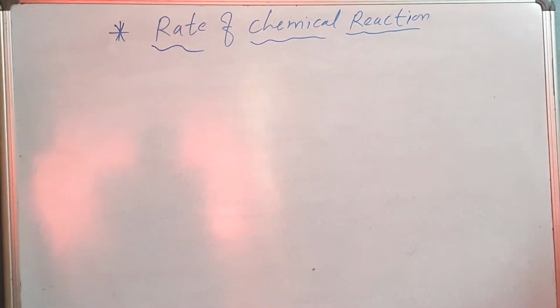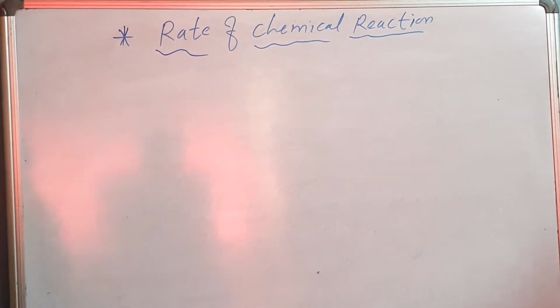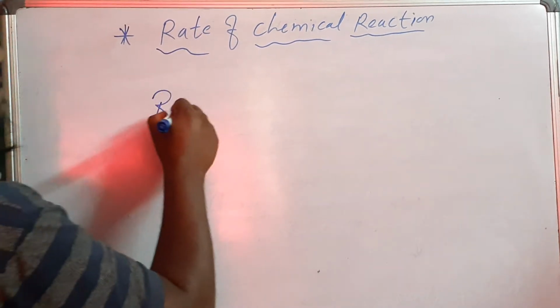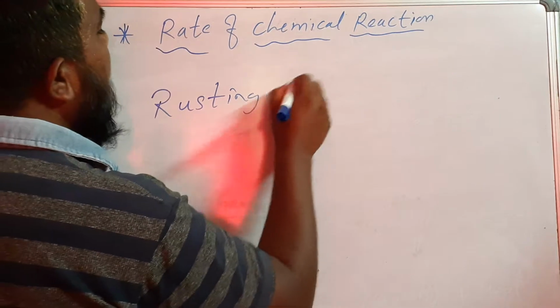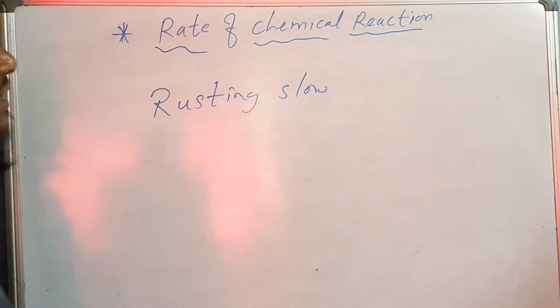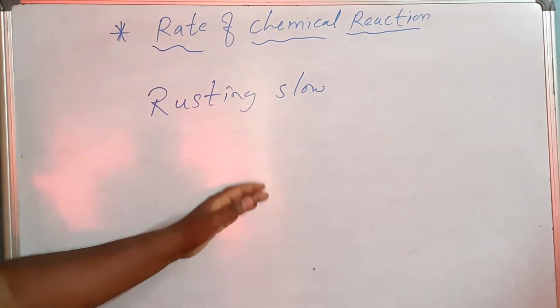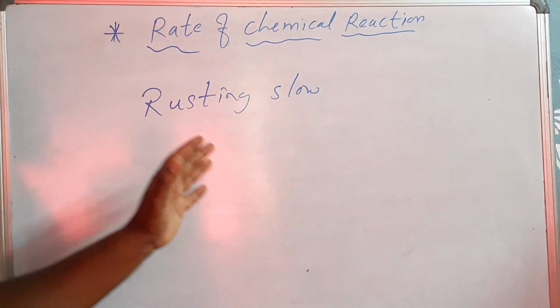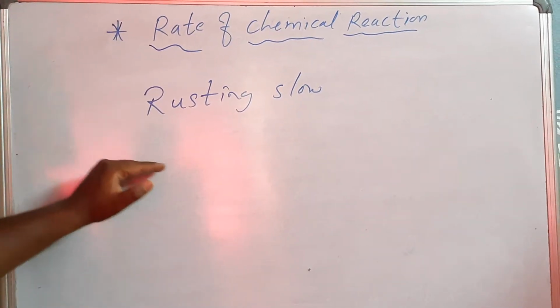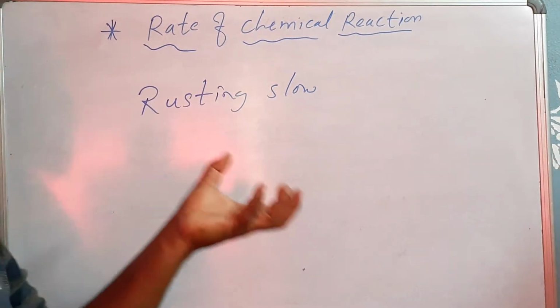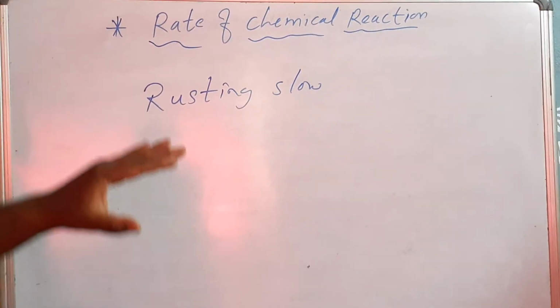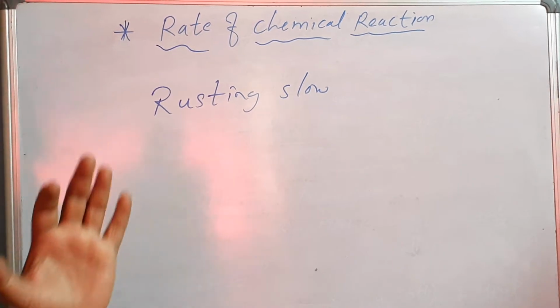Iron article undergoes rusting. What does that mean? Rusting is a very slow process. That means rusting of iron will take more time to happen. That type of reaction has a long rate of chemical reaction. Rate of chemical reaction means what? How quickly the reaction is going to take place, whether quickly or slowly.